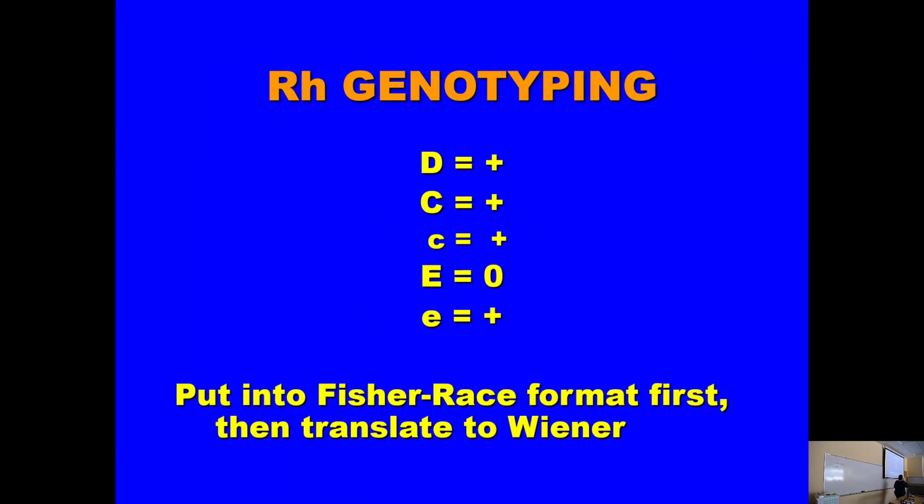So, Rh genotyping. Tomorrow, you're going to get something that looks like this for yourself. We're going to test you. We're going to put in a tube your anti-D, which you've already done from last week, so you know that result. You're going to put big C, big E, and little e. Now, because we're doing these in tubes, they're going to have pluses and zeros. That's okay. What you're going to have to do from this point then is take this, put it in a Fisher-Race format, and then translate it to your lineage.